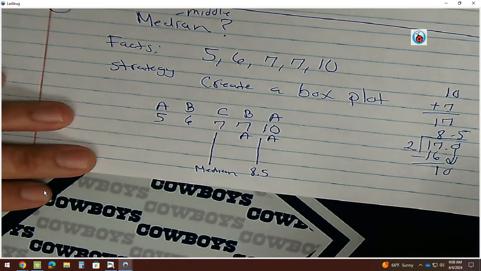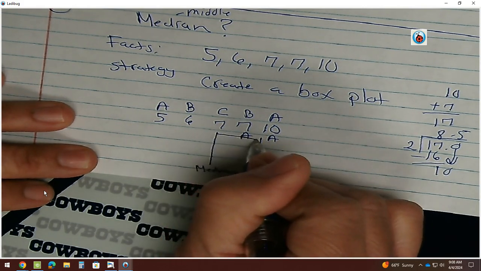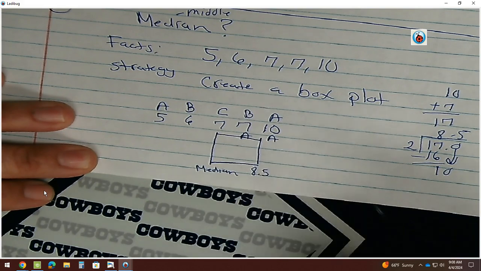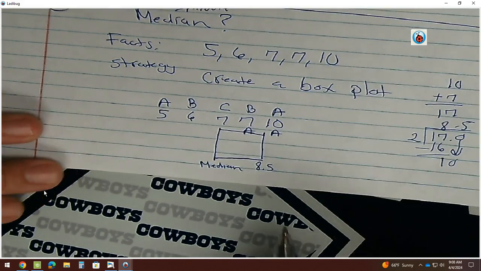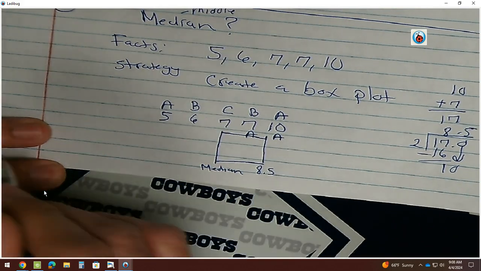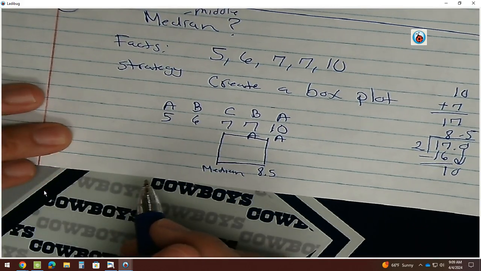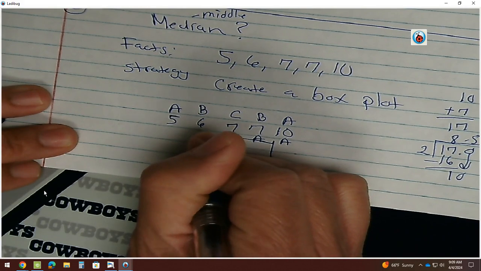Right now I'll tell you what that is. So you see I have created my first little box. Now let me go to the left side. We need to create a box on the left side. So who do I need for the left side? I'm going to have to use these two, right?